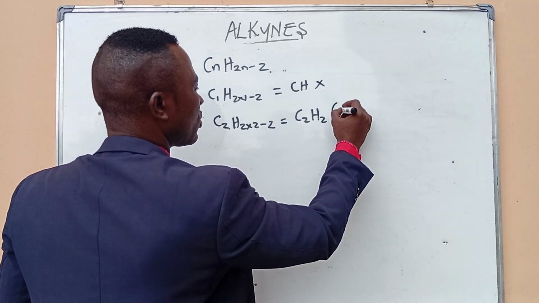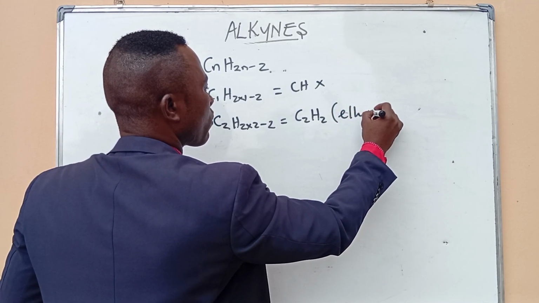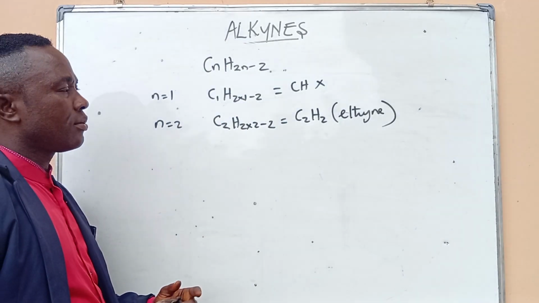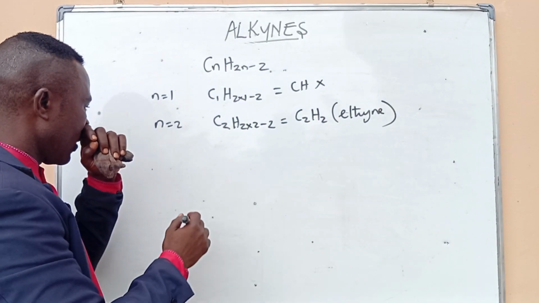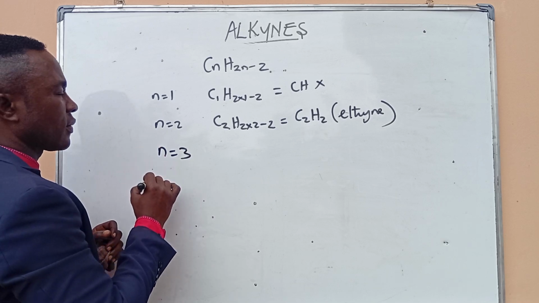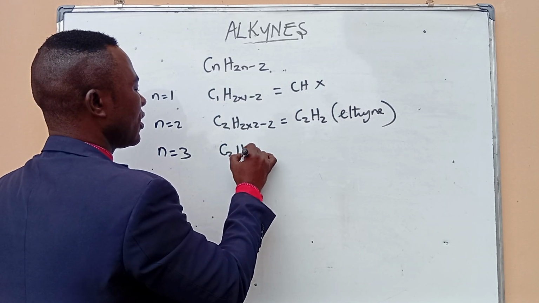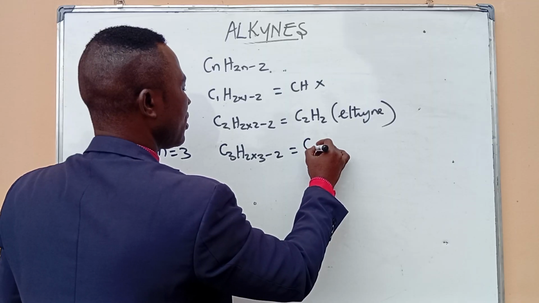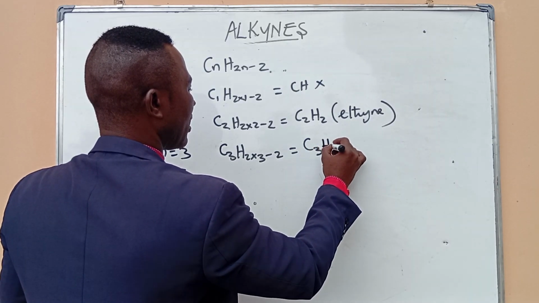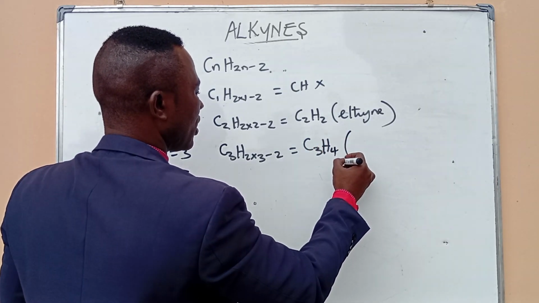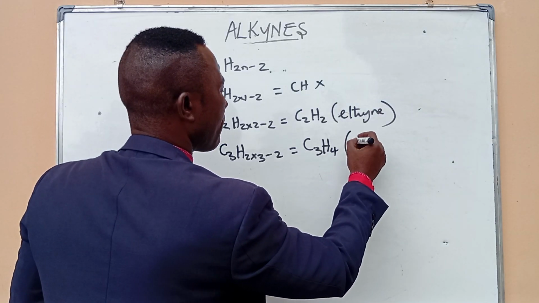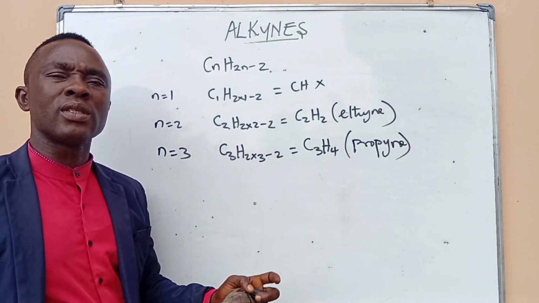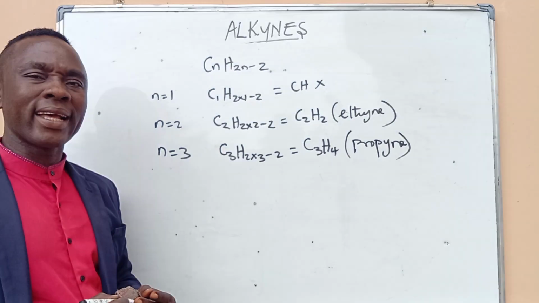This is ethyne. Ethyne is the first member of the alkyne series because ethyne exists. Then if n is equal to 3, we will have C3H2 times 3 minus 2, and that would be C3H4. This is propyne. So propyne is the second member of the alkyne series.